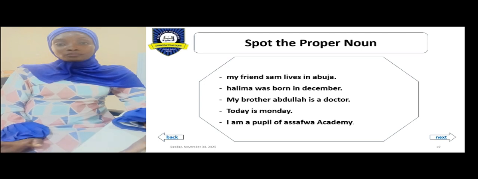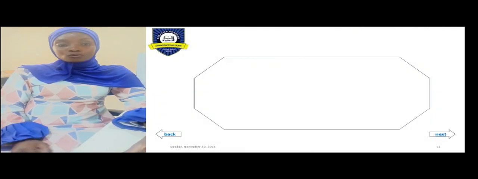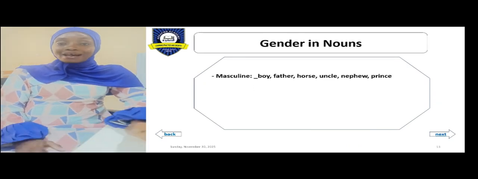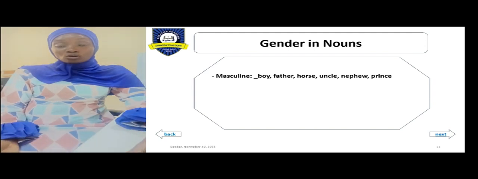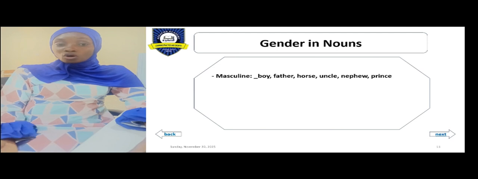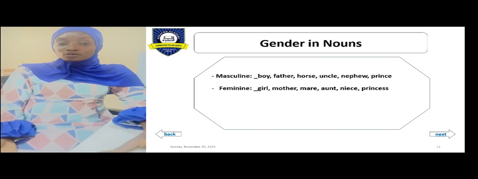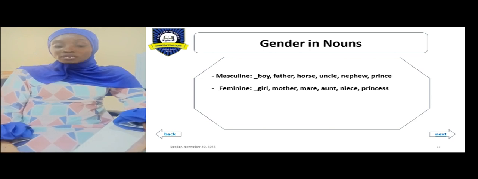Now moving forward, we looked at genders in noun. What is gender? Gender simply means whether something is male, female, either or neither. Now we have four types of gender. The first is the masculine gender. These are the male gender. We have boy, father, horse, uncle, nephew, prince. For the feminine gender, these are females. And we have girl, mother, mare. Mare is the female of horse. Aunt is the female of uncle. Niece is the female of nephew, while princess is the female of prince.